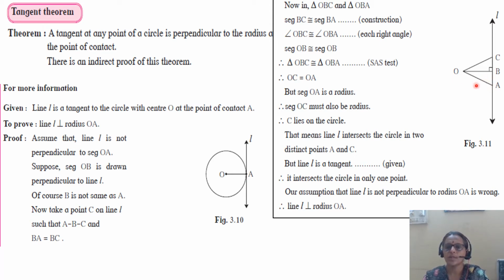But what is OA? OA is the radius of the circle. So OC must also be a radius. C lies on the circle. It means that line L intersects the circle in two distinct points A and C. But line L is tangent, so it intersects the circle in only one point. So the assumption that line L is not perpendicular to OA is wrong. Line L is perpendicular to OA.